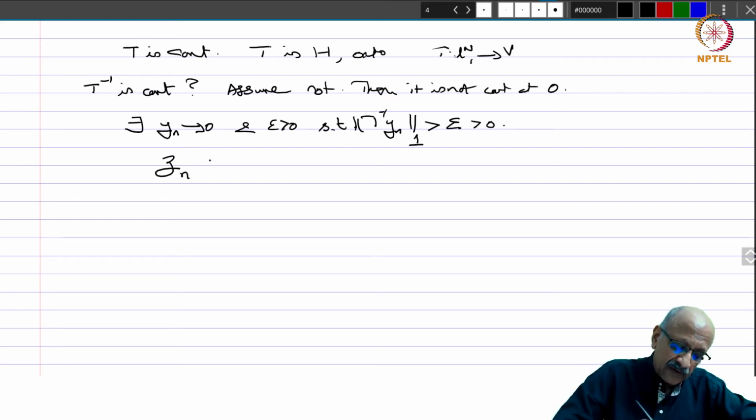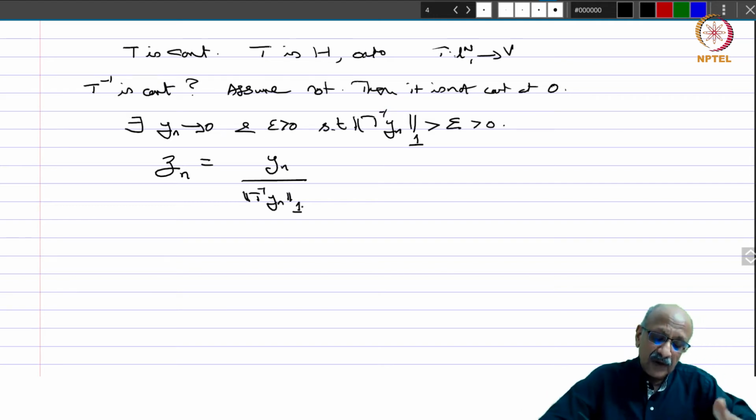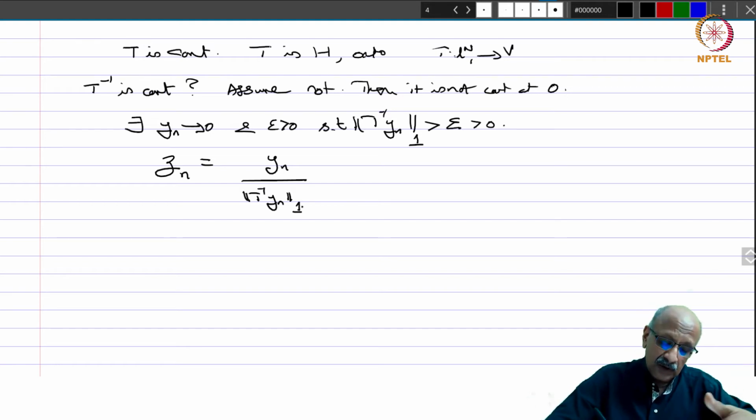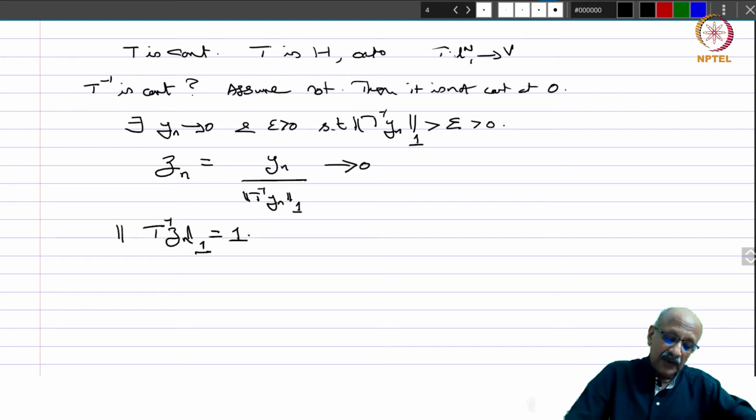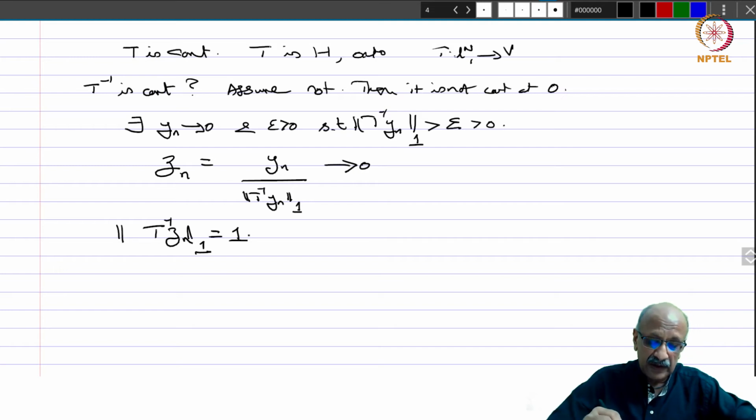So now let me define zn equal to yn by norm of T inverse yn 1. Now the norm of T inverse yn is bigger than epsilon, so the denominator is staying away from zero, and therefore zn will also converge to 0 in V. Now what about T inverse zn? Norm of T inverse zn is 1, because I have divided by the correct number.